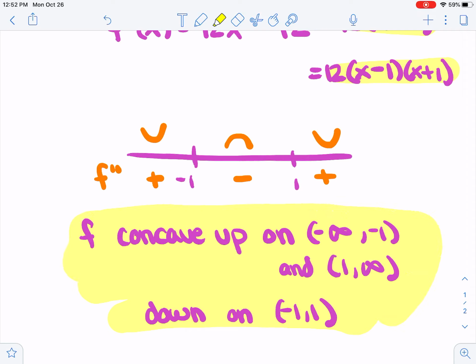That's it. We map it out. Take the second derivative, set it equal to 0, make one of these little sign charts, and we can tell everything about where the function is concave up or down.